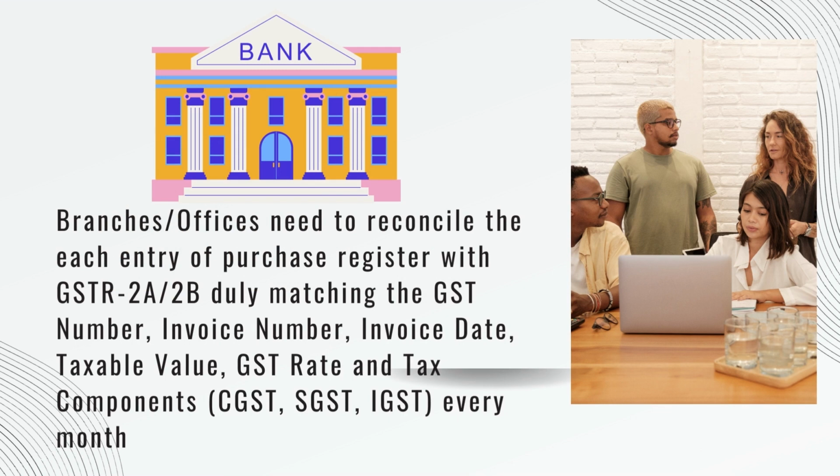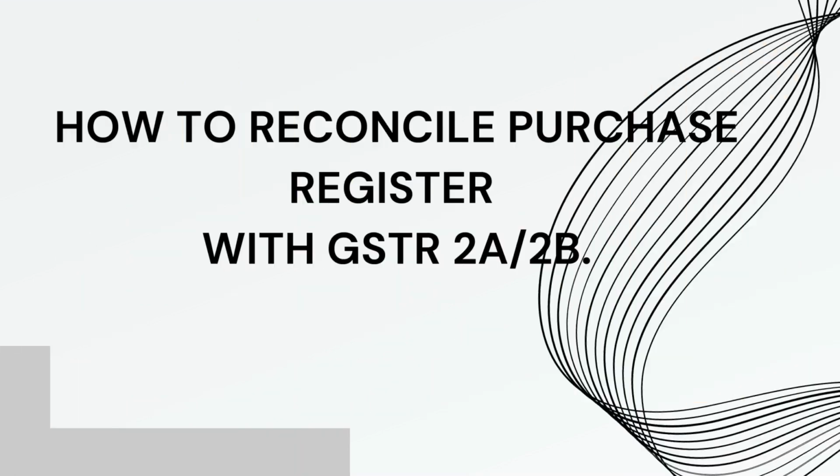Branches or offices need to reconcile each entry of purchase register with GSTR2A to B, duly matching the GST number of the vendor, invoice number, invoice date, taxable value, GST rate, tax components like CGST, SGST, IGST, everything. Till now, I have shown you what is the GSTR 2A 2B register and what is the purchase register. Now, in this video, I will show you how to reconcile the purchase register with GSTR 2A and 2B every month.